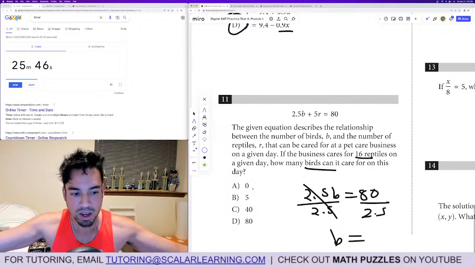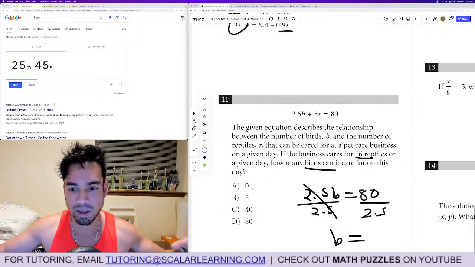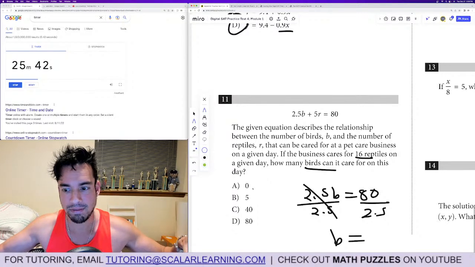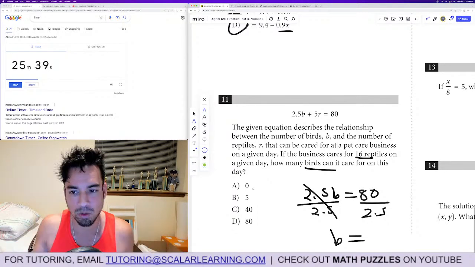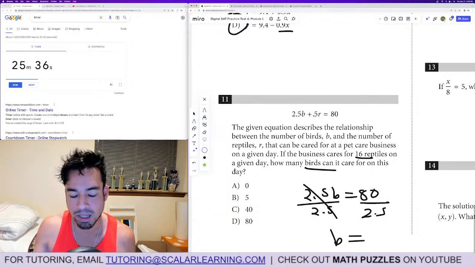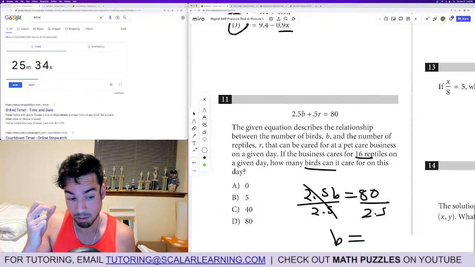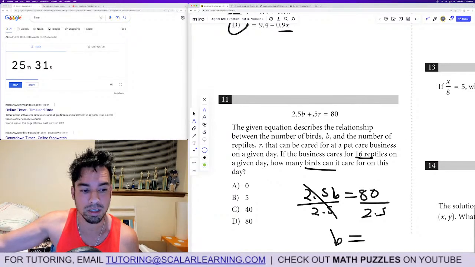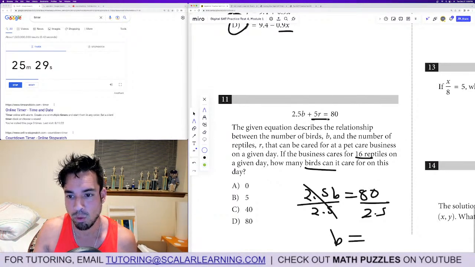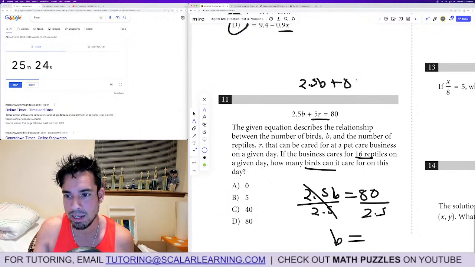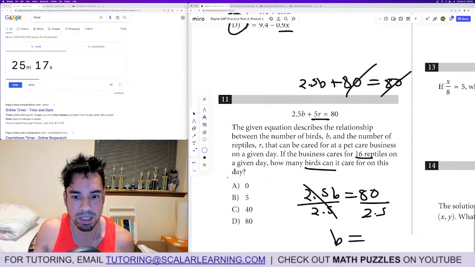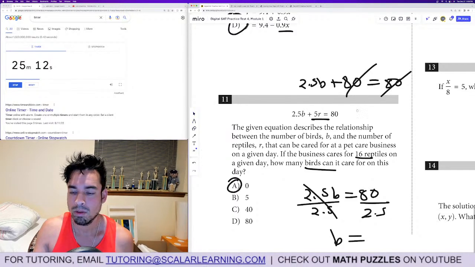I would have gotten it wrong. So this is on the day that they have 16 reptiles. And as I mentioned there, 16 reptiles. I kind of said the answer without realizing it, but it said on this day, how many birds can they care for? Well, when you plug in 16, B has to equal 0 because you get 2.5B plus 80 equals 80, right? So these guys cancel. So you get 2.5B equals 0, aka B is 0. So A is the winner. Done. That was a close one.